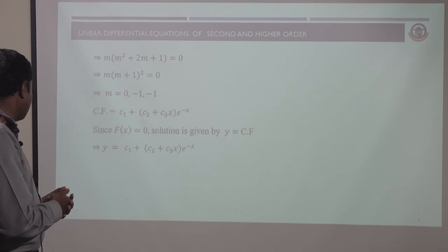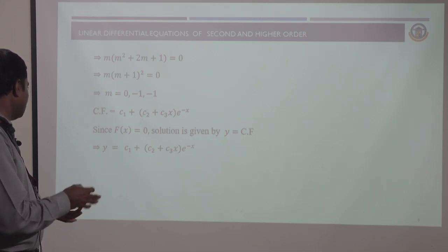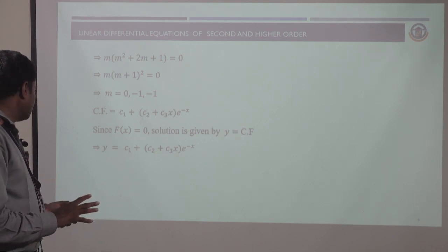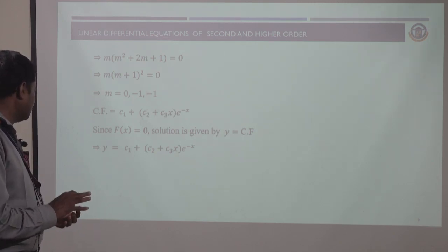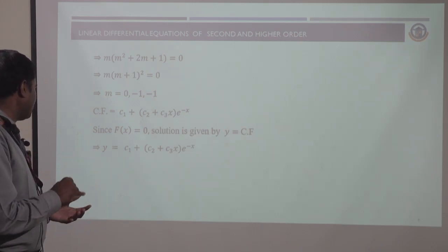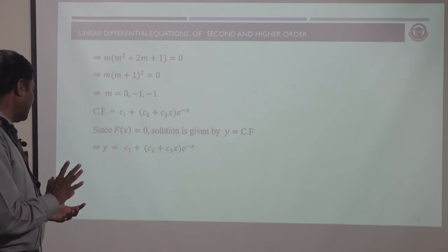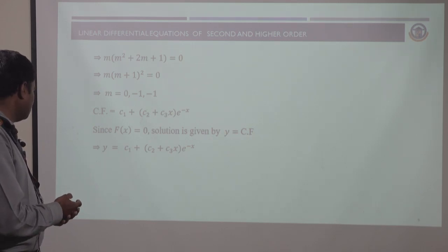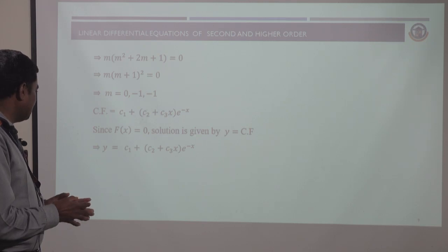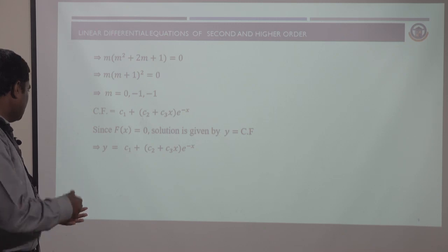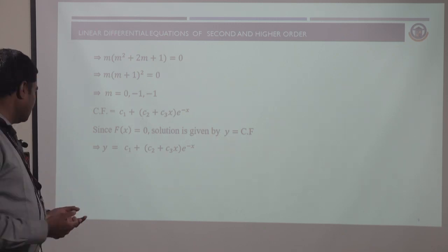So what is the complementary function? Similarly, c1 e to the power m1x, so c1 e to the power 0x, that is equal to 1. So c1 only, plus for minus 1, minus 1, the repeated roots, we can write (c2 plus c3 x) e to the power minus 1x, that is e to the power minus x. In this problem also the right hand side is 0. Therefore the solution is y equal to c1 plus (c2 plus c3 x) e to the power minus x. So this is how to find the complementary function.